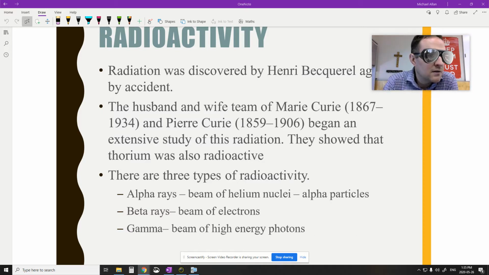So the three types of radiation that were discovered by Madame Curie and Pierre Curie when they were doing their experimentation was alpha decay. Okay, alpha rays, sorry, is just a beam of helium nuclei. So not an atom. So these are charged particles. They've lost their electrons.